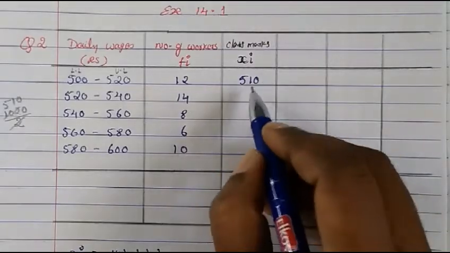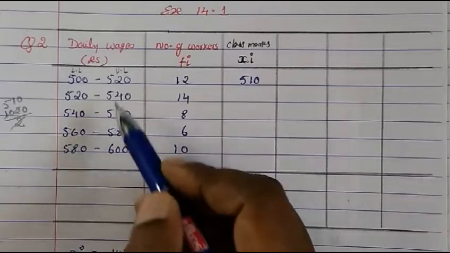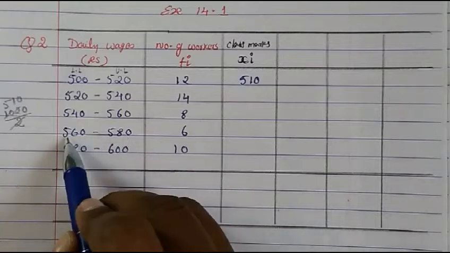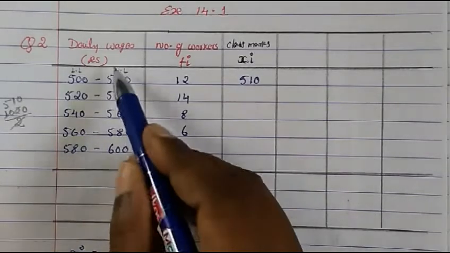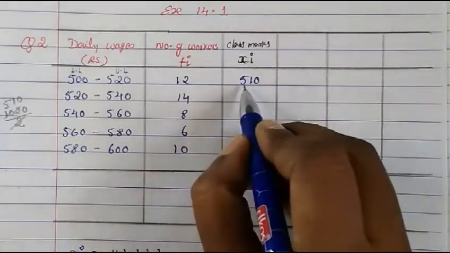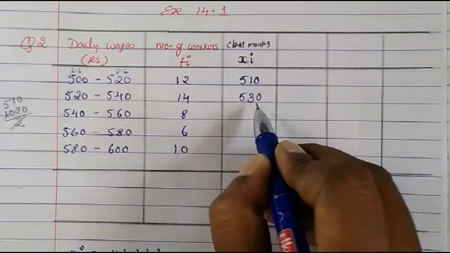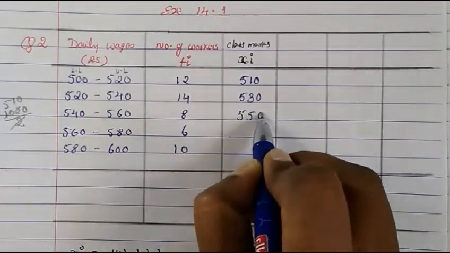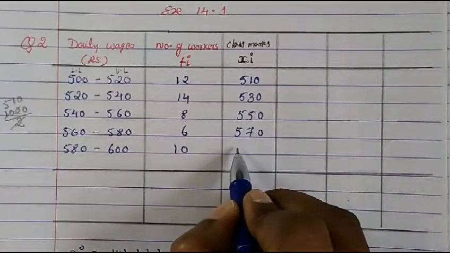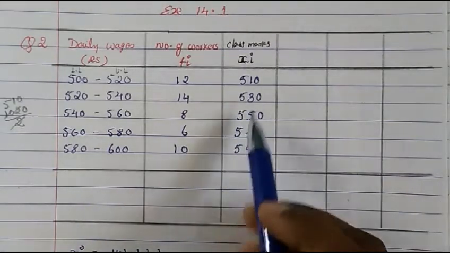Let me check whether everywhere we get the class interval 20. 540 minus 520 is 20, 560 minus 540 is 20, 580 minus 560 is 20, 600 minus 580 is 20. So everywhere the class interval is 20. Now just add 20: 510 plus 20 gives 530, add 20 you get 550, add 20 you get 570, add 20 you get 590. That's how you find xi.